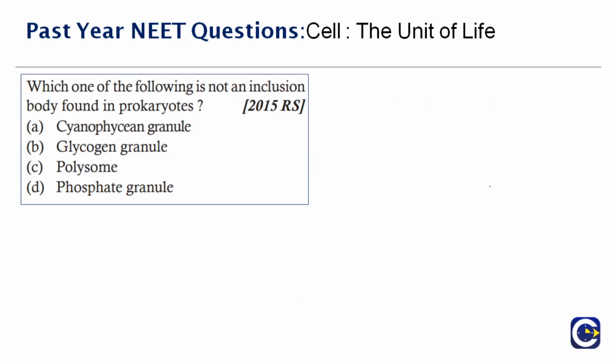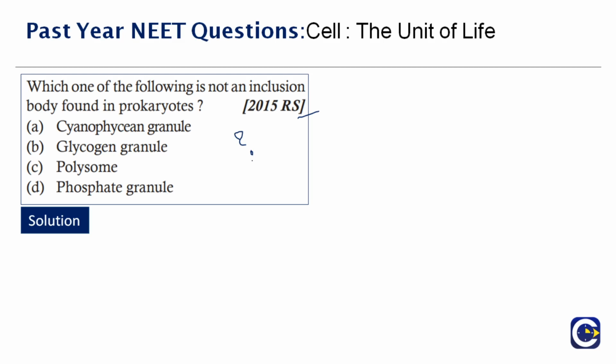Now let's move to the next question. This question was asked in the year 2015. Which one of the following is not an inclusion body found in prokaryotes? Inclusion bodies are commonly present in prokaryotes, but this one is not present in prokaryotes. The correct answer is polysome.